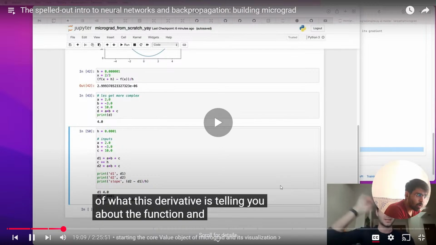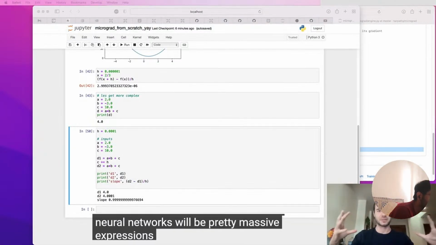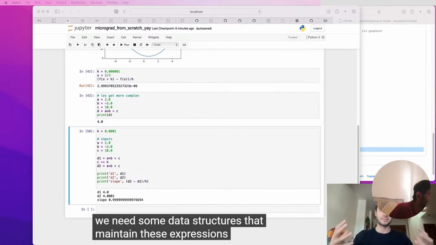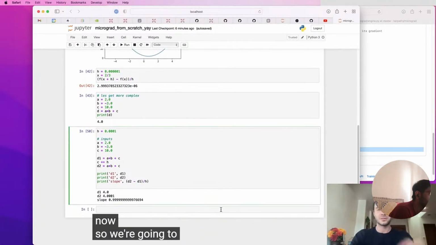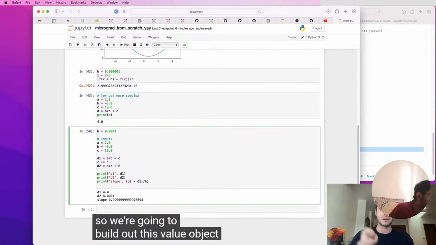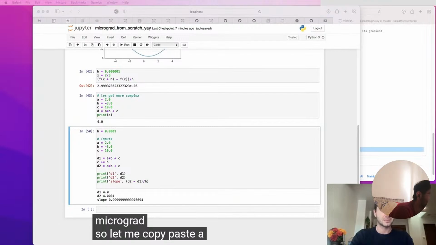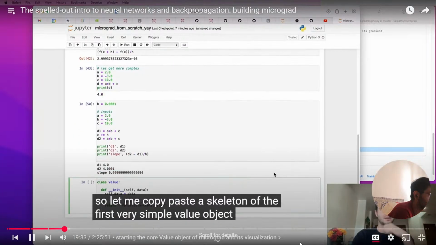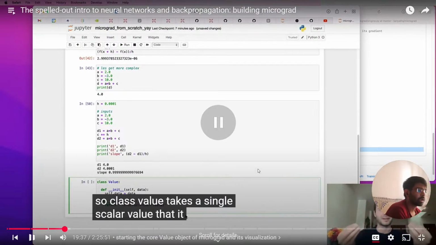And we'd like to move to neural networks. Now, as I mentioned, neural networks will be pretty massive mathematical expressions. So we need some data structures that maintain these expressions, and that's what we're going to start to build out now. So we're going to build out this value object that I showed you in the README page of micrograd. So let me copy paste a skeleton of the first very simple value object. So class Value takes a single scalar value.